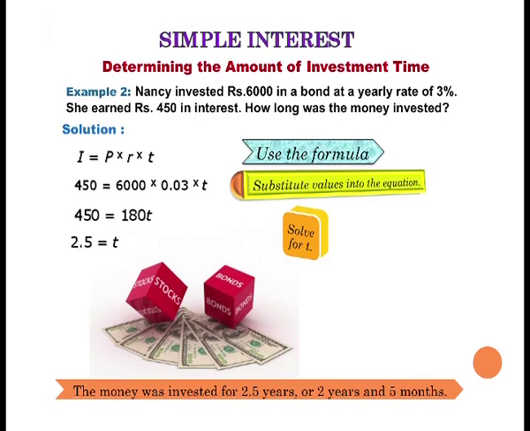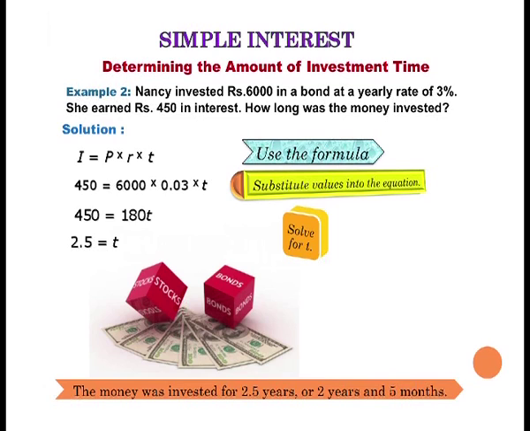Another example, which is also based on simple interest. Nancy invested rupees 6,000 in a bond at a yearly rate of 3%. She earned rupees 450 in interest. How long was the money invested? The question asks for the year, that is the duration.